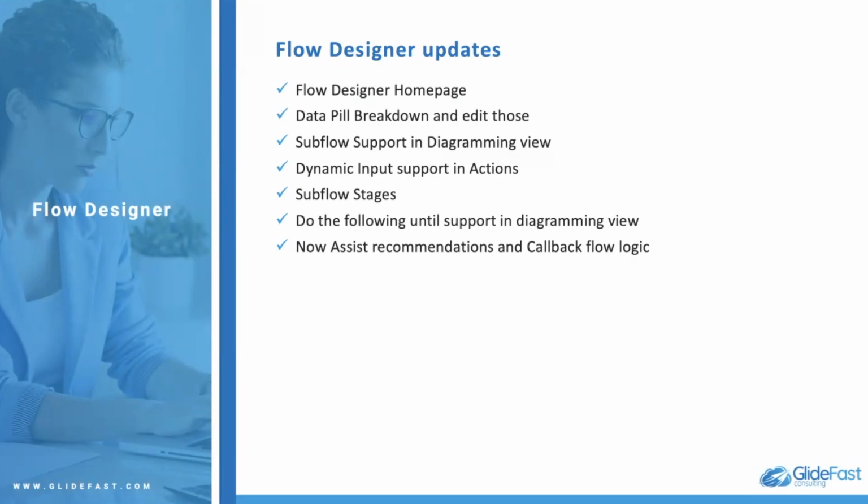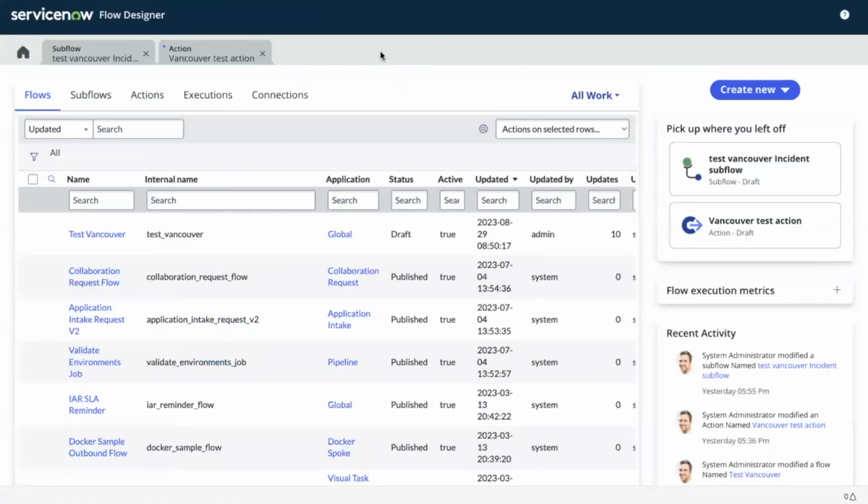So let's get started. I have an instance here. So this is the new Flow Designer homepage. You can see that earlier, in the Utah version, the Flow Designer homepage was not like this. That was a simple structure where we only had flows and subflows and nothing else.